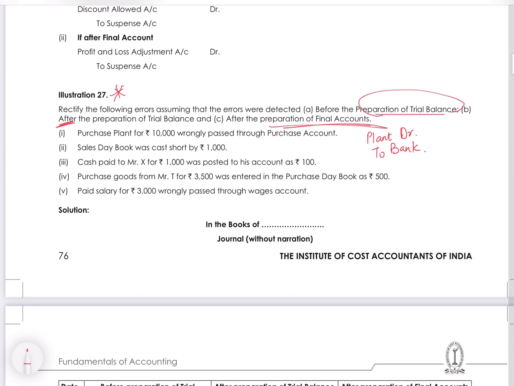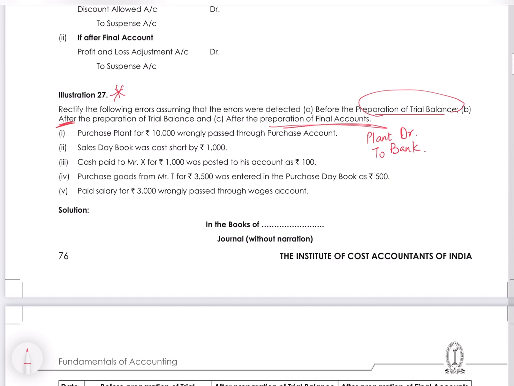As you understood, plant is an asset. It's a real account. It is coming in. We are purchasing it, it's coming in. So debit what comes in. And bank is the giver of money. So credit the giver. This should have been the correct entry.